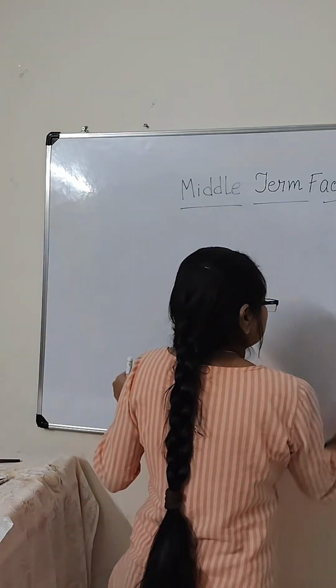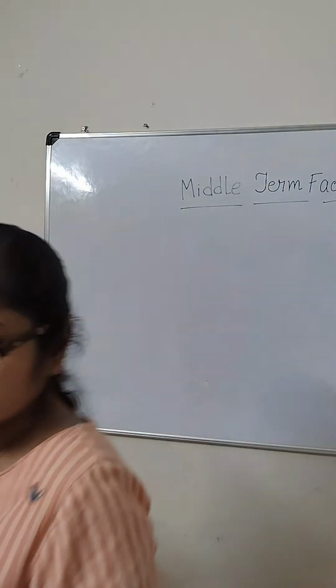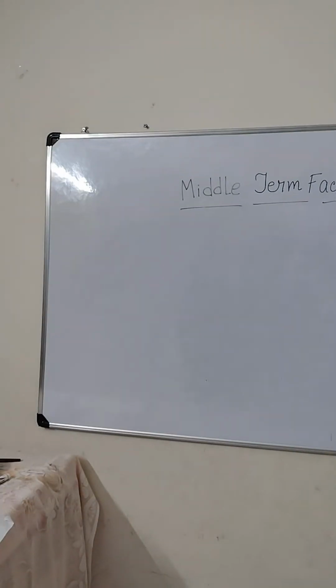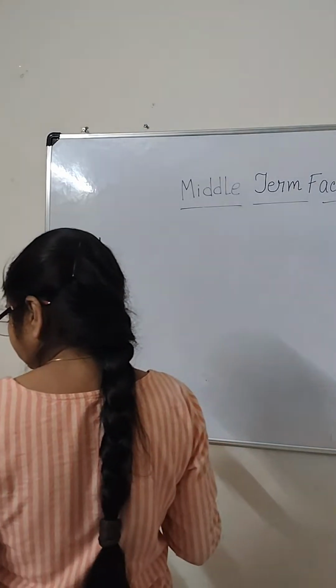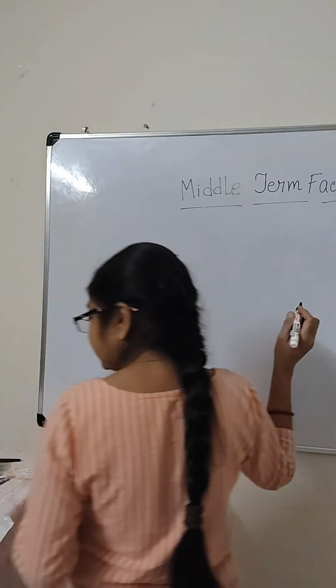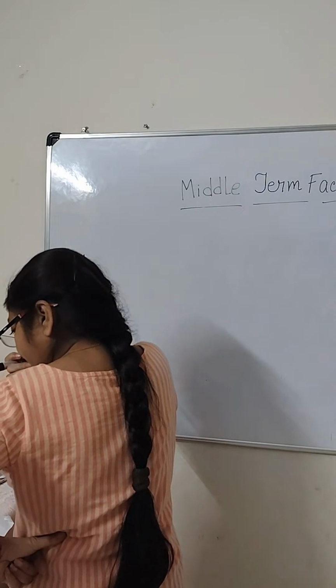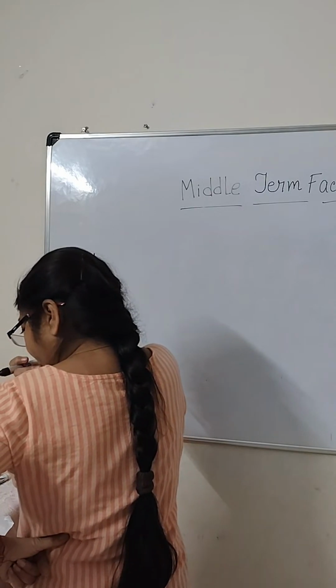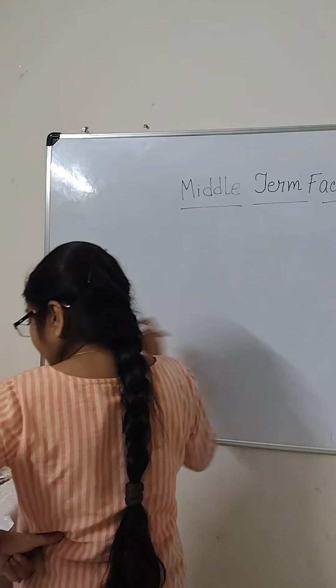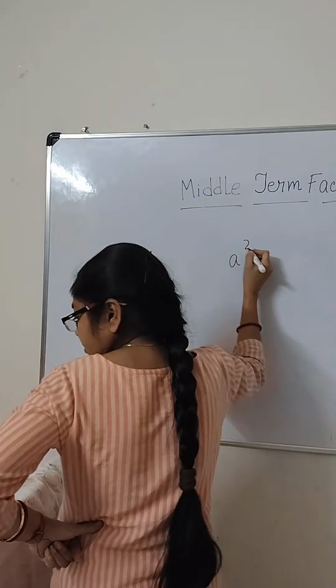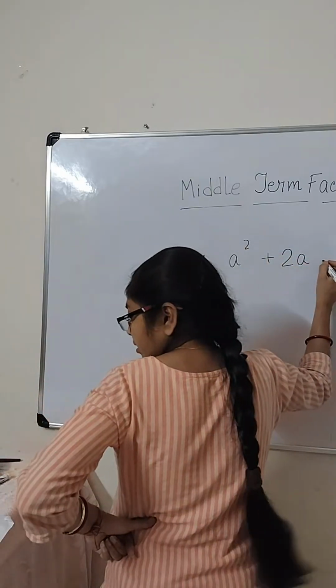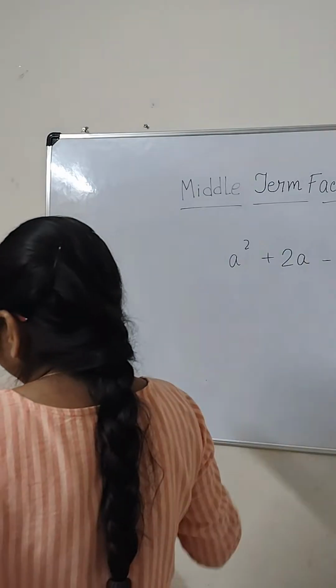Now I try to make a maths for you. I do not know if it is okay or not. Next, it is easy maths. A square plus 2a minus 3. Complete it.